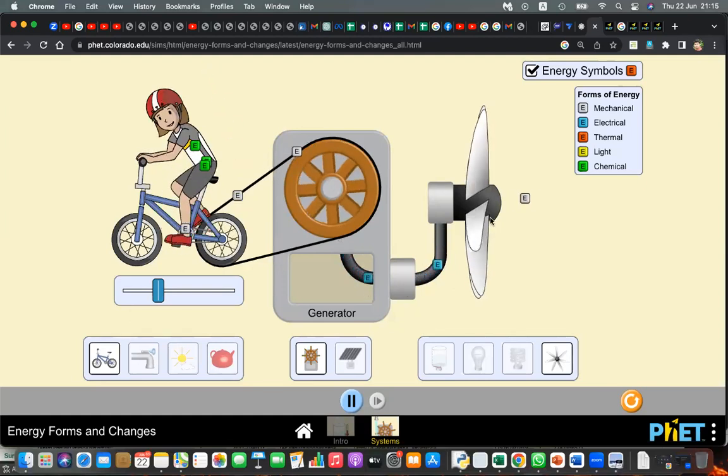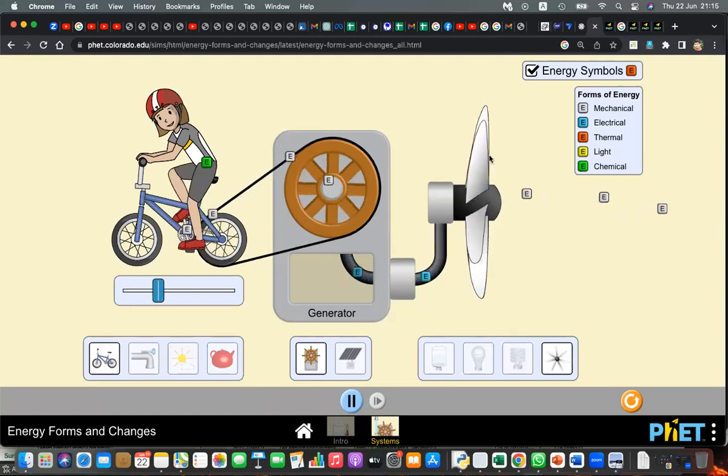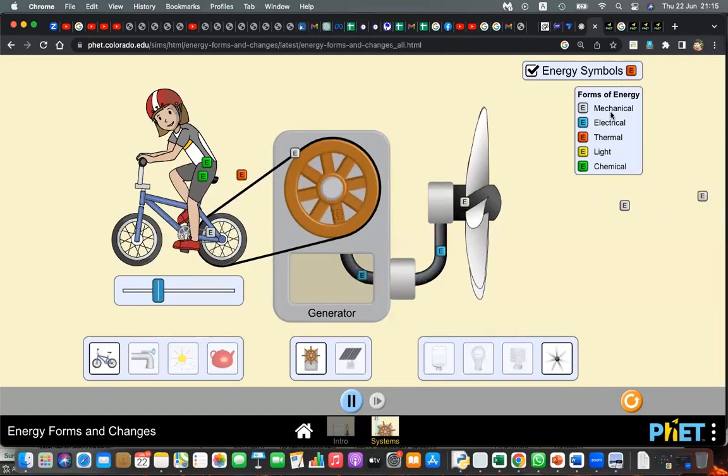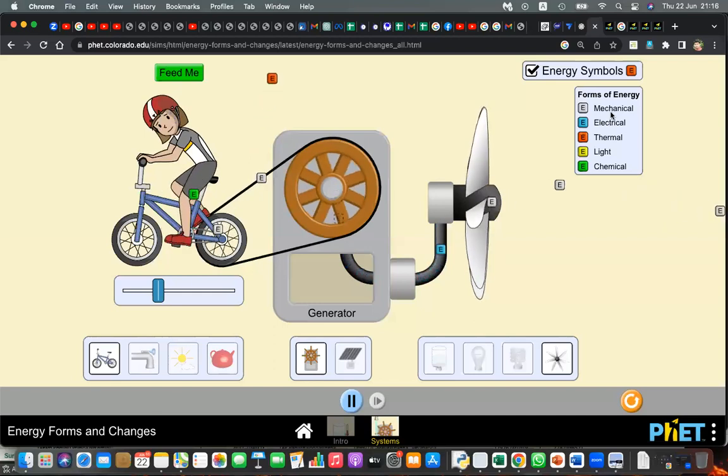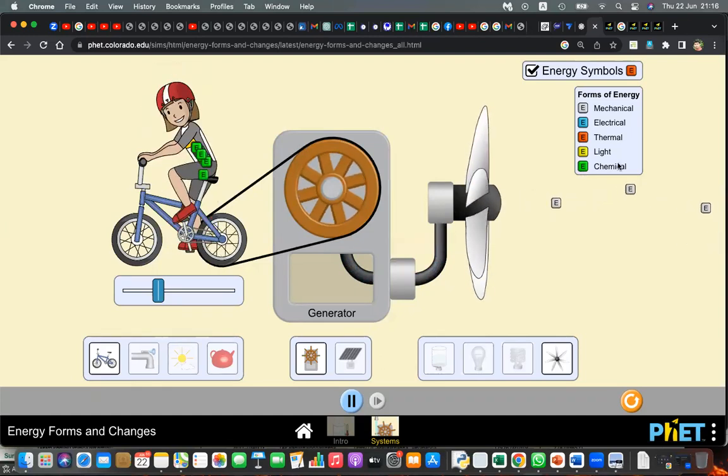That will be again this light gray color. That is where again the kinetic energy is. E means mechanical energy, kinetic energy. This blue color is electricity. This red color is thermal. Green color is what? The green color E is the chemical energy in his body. These are forms of energies.